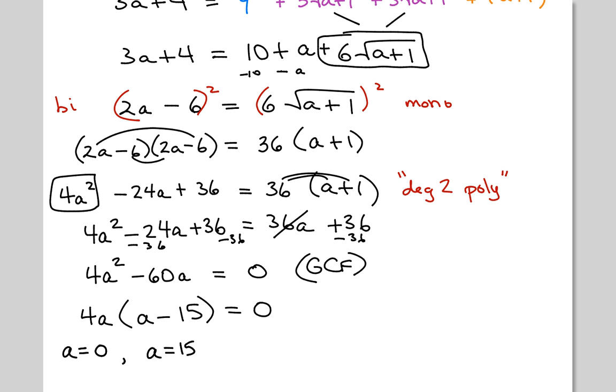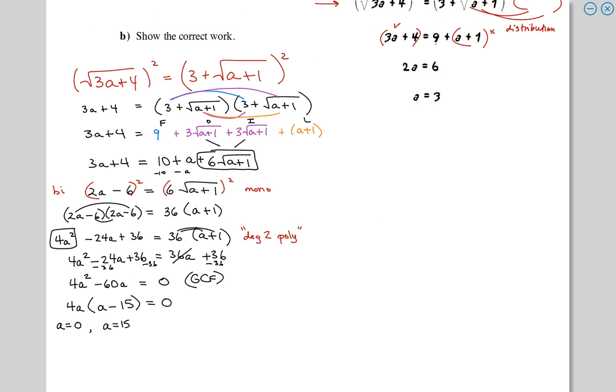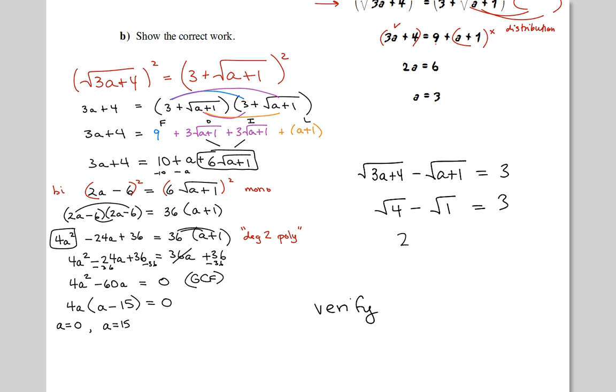Now we have to check the validity of both of these answers because they may not be correct. So let's verify. Look at all that good work. Okay, verify. What's the original question? Root 3a plus 4 minus root a plus 1 equals 3. Plug in 0, you get root 4 minus root 1. 2 minus 1, 1 equals 3. Does 1 equal 3? No, this is a contradiction.